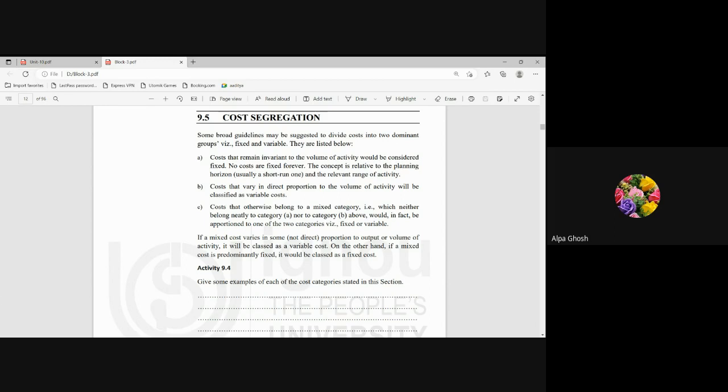If a mixed cost varies in some proportion to output or volume of activity, it will be classified as variable cost. On the other hand, if a mixed cost is predominantly fixed, it would be classed as a fixed cost. So depending on the nature of the cost, we try to find whether the cost is fixed or variable. Am I clear here? How cost segregation is done, how to identify which one is fixed cost and which one is variable cost? Because you are going to get a question on fixed cost and variable cost for sure.